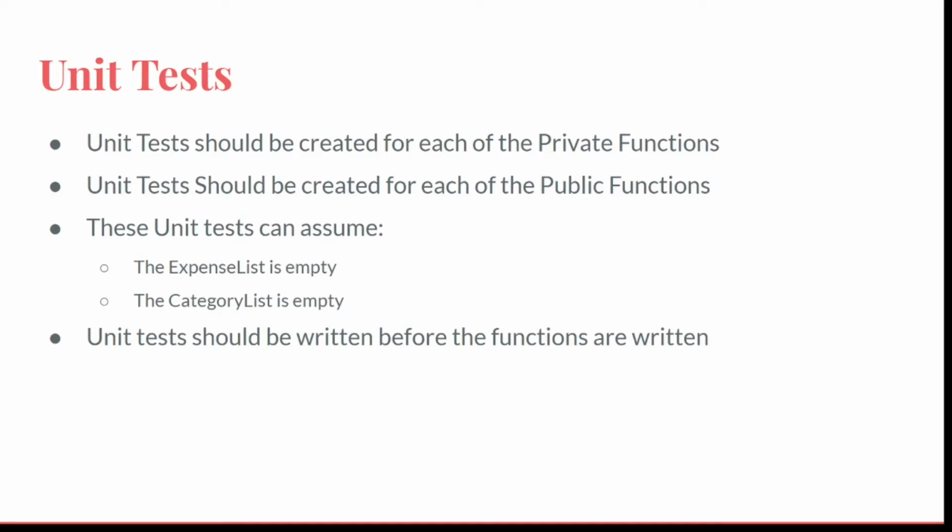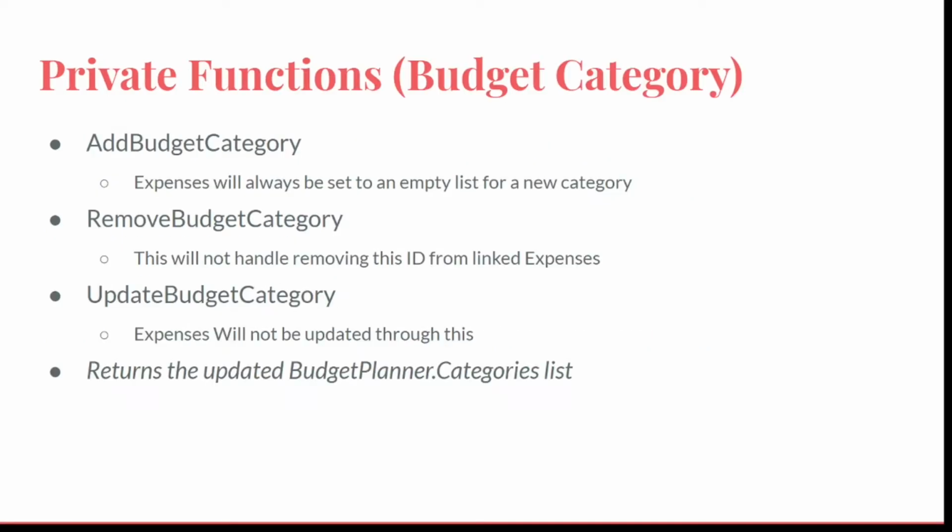Unit tests should be created for all of my public and private functions, and those unit tests can assume that the expense list and the category list are empty. Writing unit tests should be done before the functions are written. That way I can provide my outcome and write my functions for my outcome instead of writing my functions and then testing the function I just wrote. It verifies that my functions do what I want them to do, and I'm not just testing something that I know already happens. Now getting into some of my functions, I want to start out with private functions.